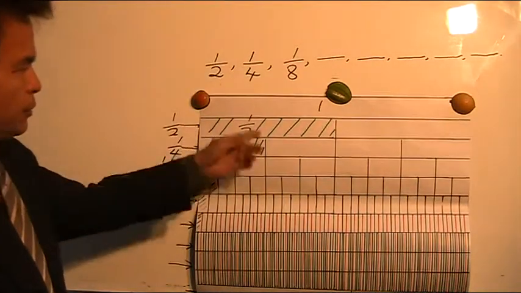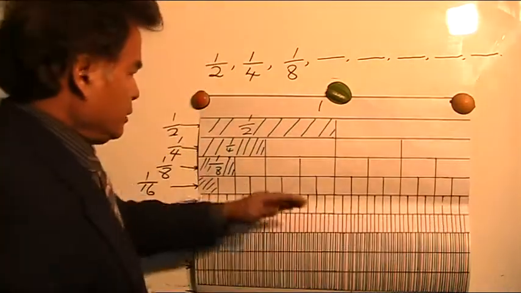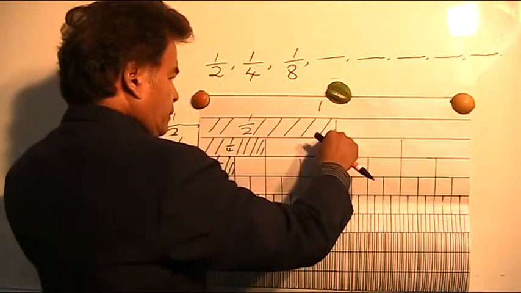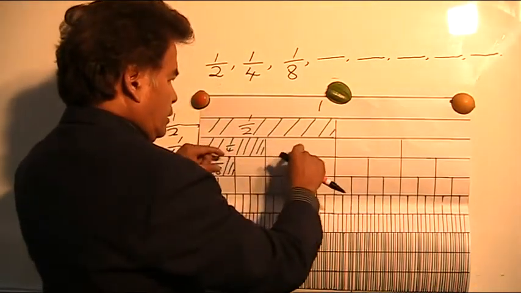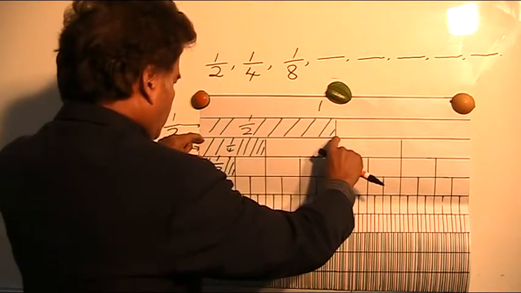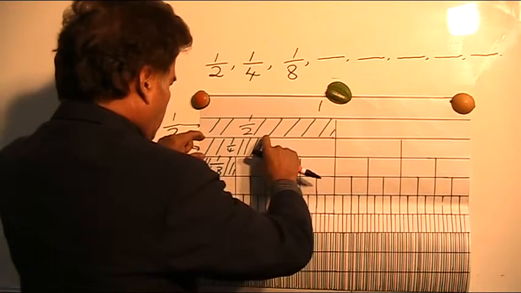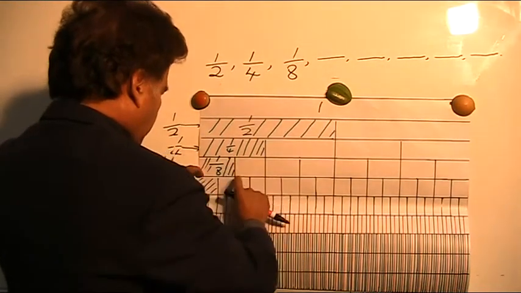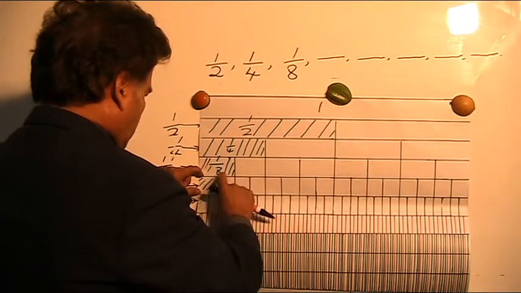Now, you see from the diagrams here, I divide first into half, and I keep on dividing into half. Next part also, this one I divide into half, and this one I divide into half, and this one I divide into half.